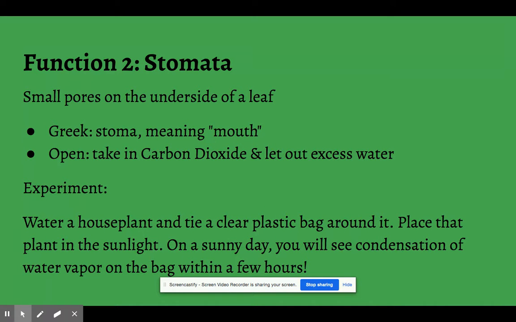Another function of the leaf is stomata. Those are small pores on the underside of a leaf. Stomata comes from the Greek word stoma, meaning mouth. When the stomata are open, it takes in carbon dioxide and lets out excess water vapor. An experiment would be to water a houseplant and tie a clear plastic bag around it. Place that plant in the sunlight. And on a sunny day, you'll see condensation from the water vapor on the bag within a few hours. It's pretty cool.